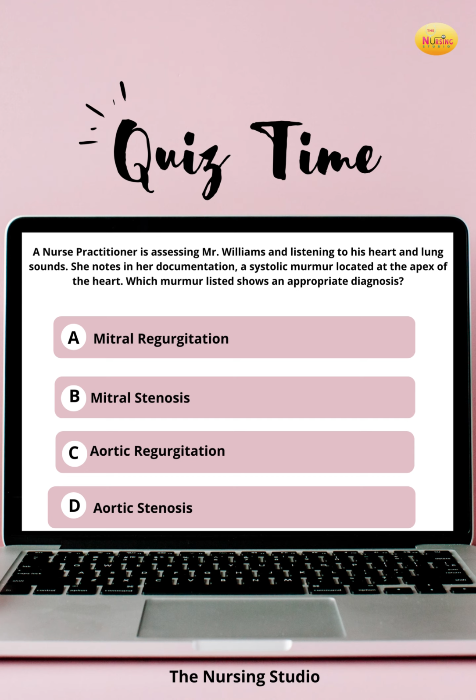Question number 3. A nurse practitioner is assessing Mr. Williams and listening to his heart and lung sounds. She notes in her documentation a systolic murmur located at the apex of the heart. Which murmur listed shows an appropriate diagnosis? Is it A, mitral regurgitation, B, mitral stenosis, C, aortic regurgitation, or D, aortic stenosis? Take a moment and tell me what you think in the comments.